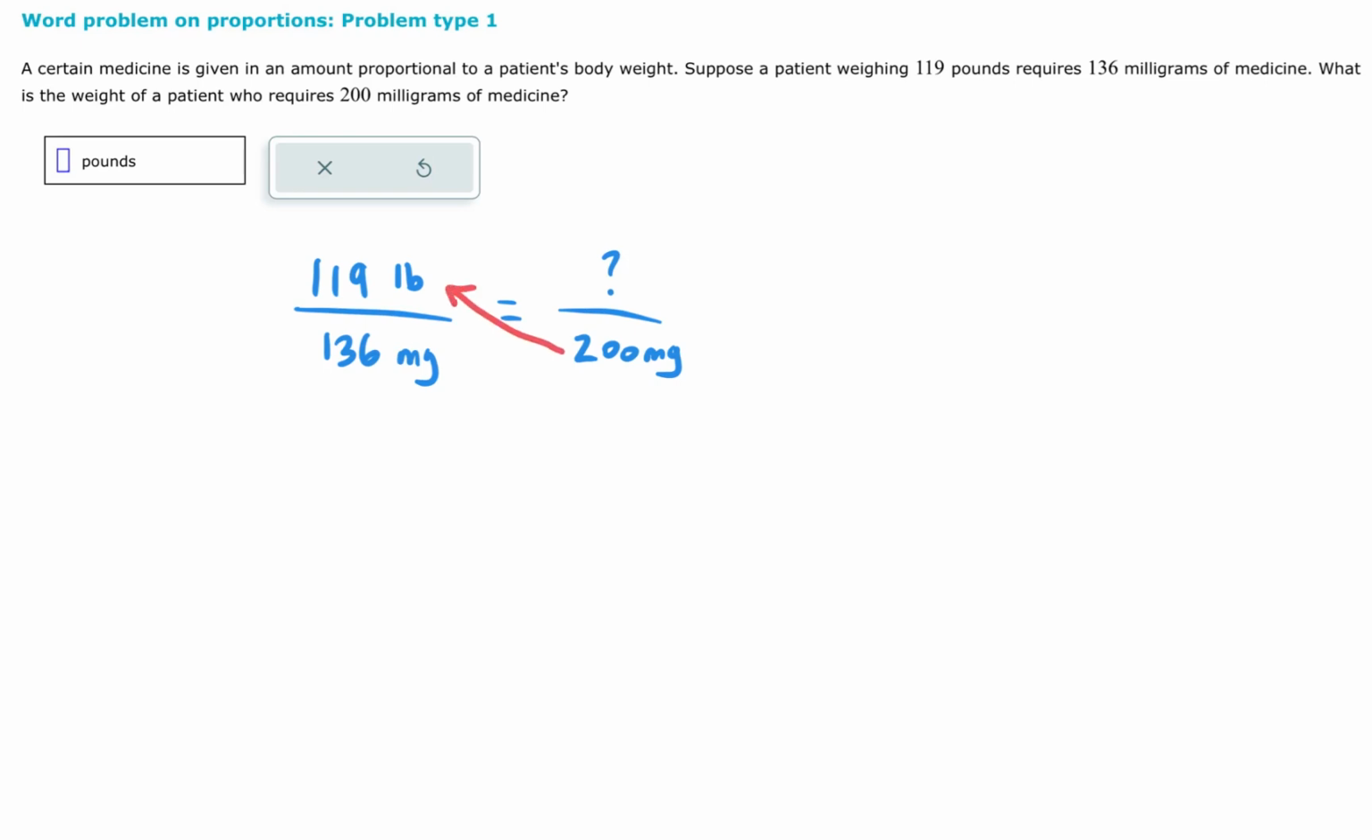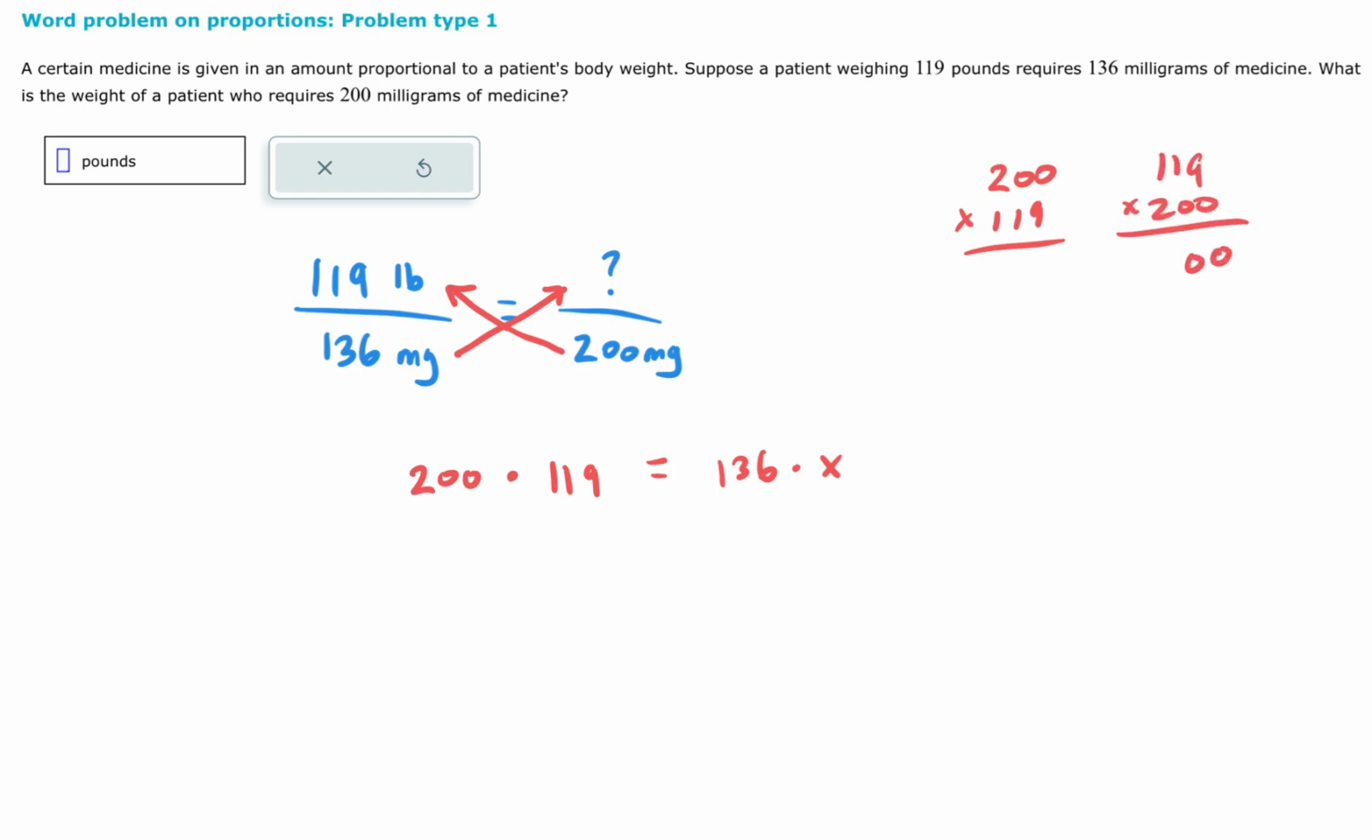So I'm going to do 200 times 119 for one side, and 136 times our missing value. I'm going to just call that x for the other side. Now I'm going to have to multiply this out, 200 times 119. Actually, I'm going to flip this over. That would be much easier, because then I'm just going to have a bunch of zeros and I can just go ahead and put them in. 18, 2 plus 1, and then 2. So that's 23,800 equals 136 times x.